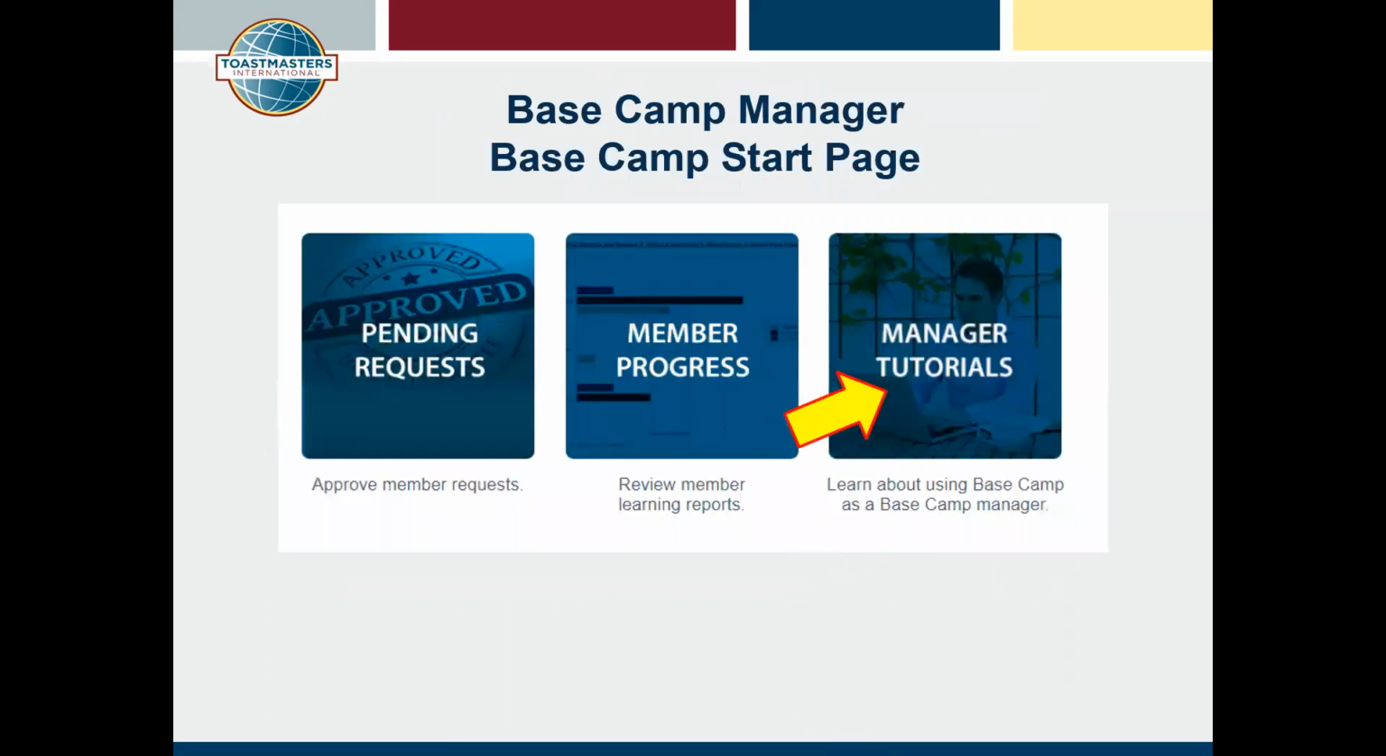All right, let's get back to our Basecamp Manager start page. You will see that it looks totally different than an actual member start page. On our member start page, we have 5 of these blue boxes. With Basecamp Manager, we only have 3, and they're different. They are pending requests, member progress, and manager tutorials.